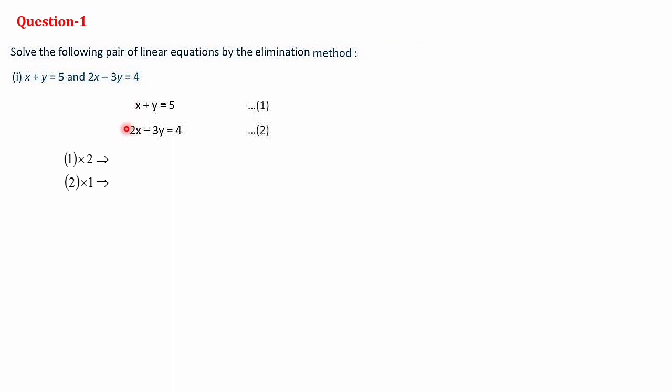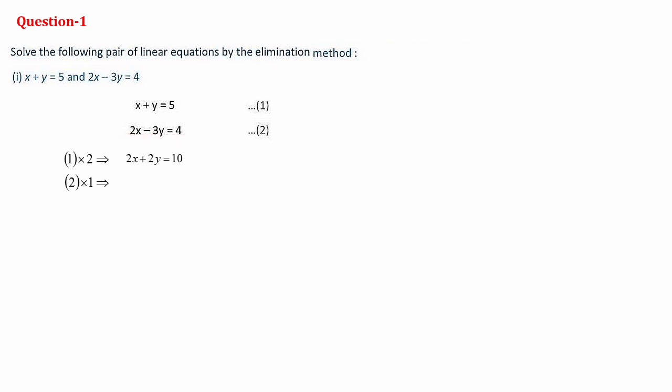Here in the first equation the coefficient of x is 1 and in the second equation the coefficient of x is 2. So the second equation's coefficient, that is 2, I will multiply with the first equation, and the first equation's coefficient, that is 1, I will multiply with the second equation. So first equation into 2: 2 into x, that is 2x, 2 into y, 2y, 5 into 2, 10. Everywhere you have to multiply the first variable, second variable and the constant. And the second equation I have to multiply with 1. If you multiply 1 with this equation, it will come the same.